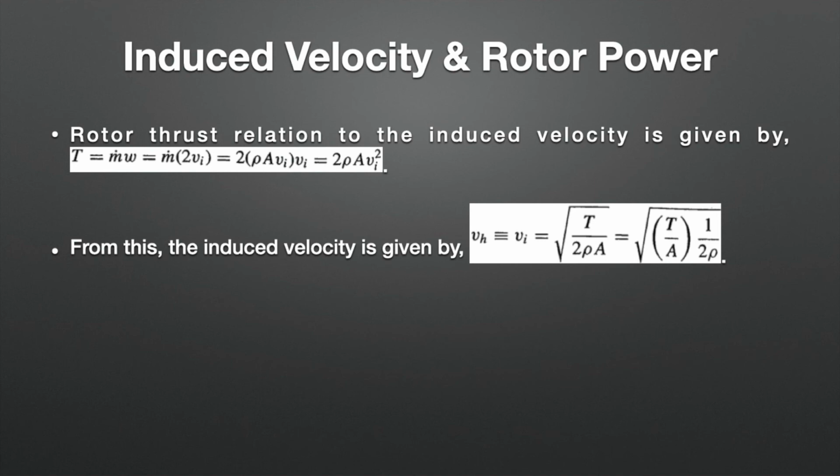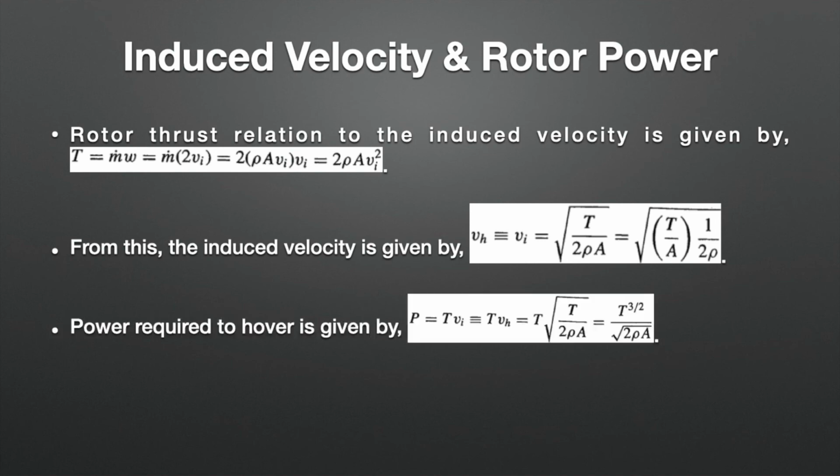Next is the concept of rotor power. The power required to hover is given by the following equation. Here the power required, or the time rate of work done by the rotor on the fluid, that is P is equal to, you know it obviously, T into Vi, that's here during the hovering, T into Vh. The Vh equation, you take it from the previous equation, that's equal to T to the power 3 by 2 divided by square root of 2 rho A.